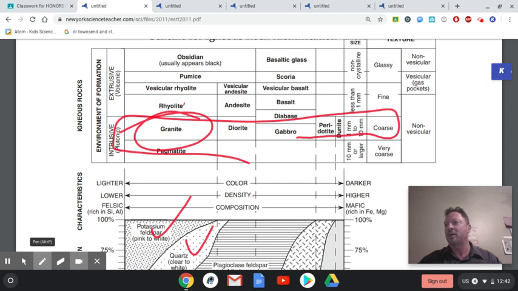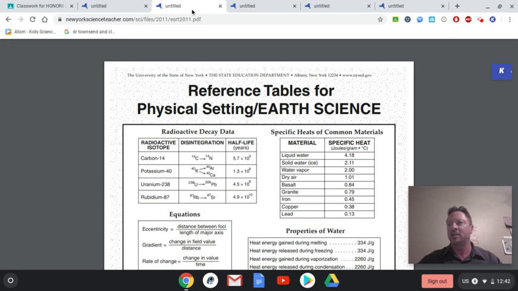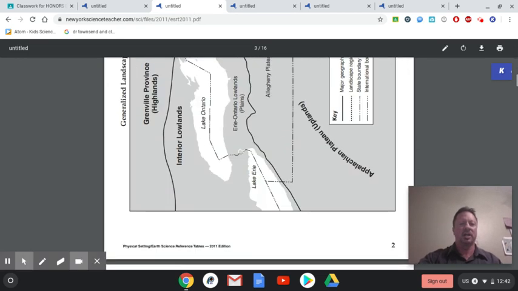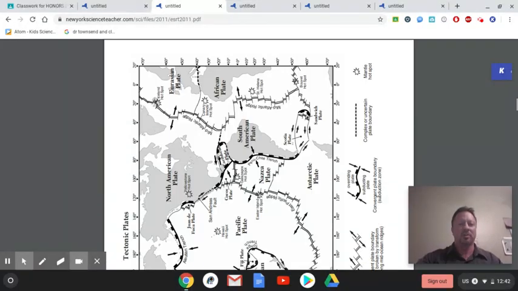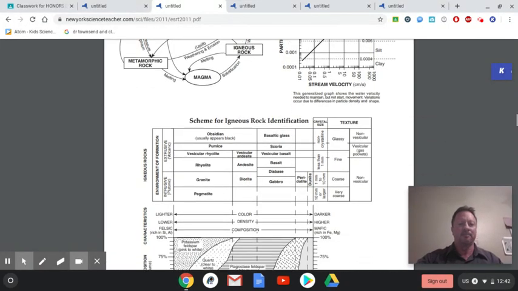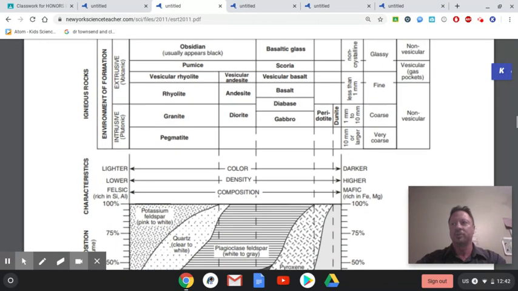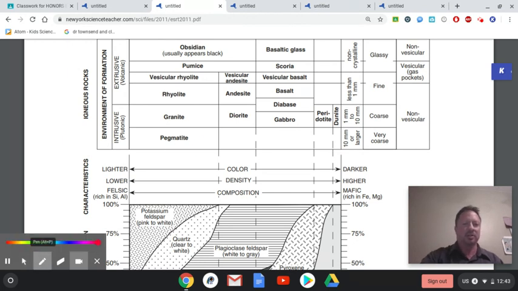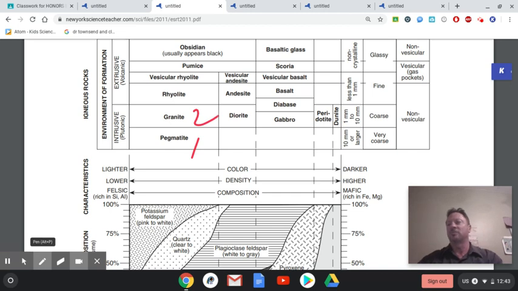And then put in order how they cooled from slowest to fastest: granite, obsidian, pegmatite, or basalt. That is all going to depend on what kind of grains they have. Remember, the larger the grains, the slower it cooled. So from slowest to fastest, granite is coarse grained, but pegmatite is very coarse. So pegmatite would be your slowest. Granite, since it has coarse grain, would be your second slowest. And then we have basalt over here, which is fine grain, and then obsidian, which doesn't have any grains.